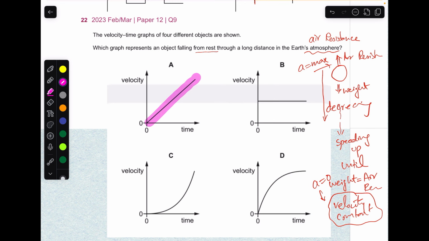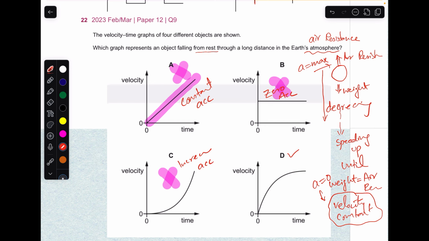This is not a decreasing slope. This is a constant slope. This is a zero slope. This is an increasing slope, and this one is the decreasing slope. Okay, this is constant acceleration. This is zero acceleration. This is increasing acceleration, and this is decreasing acceleration. So D is the right option for this one.